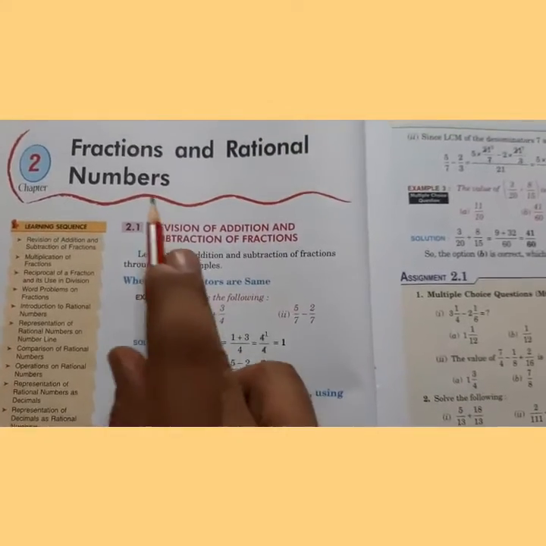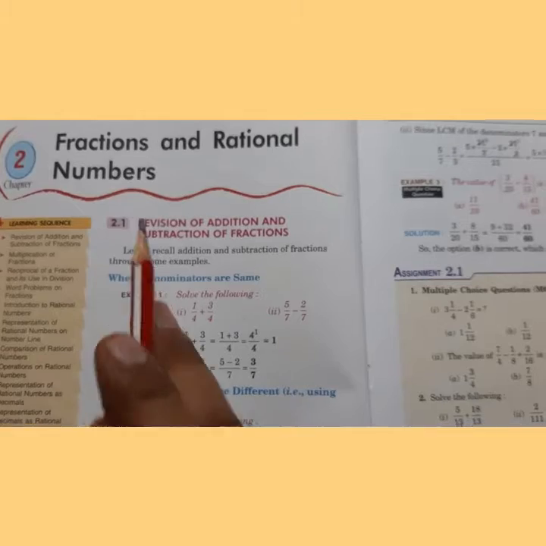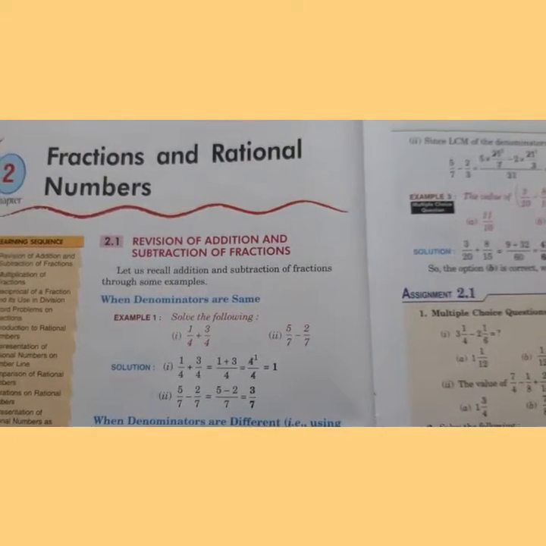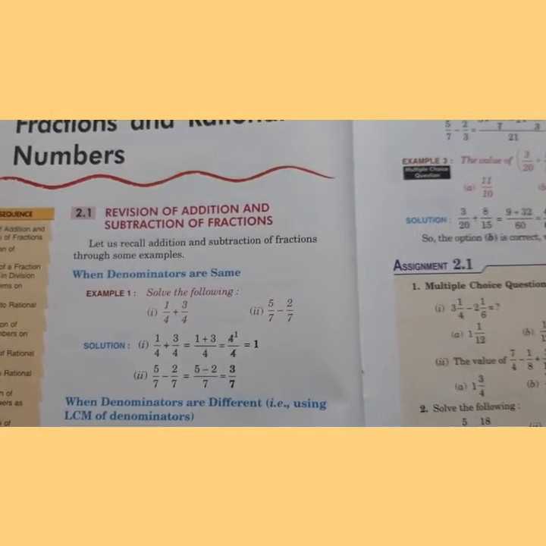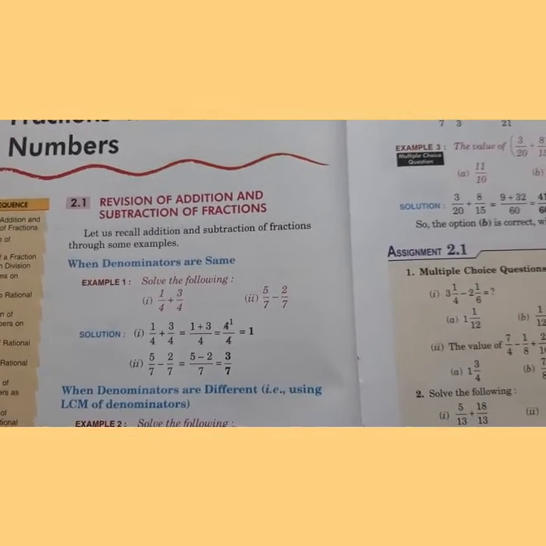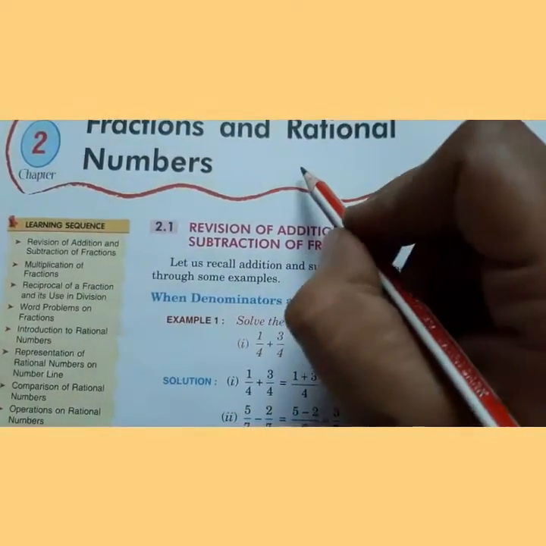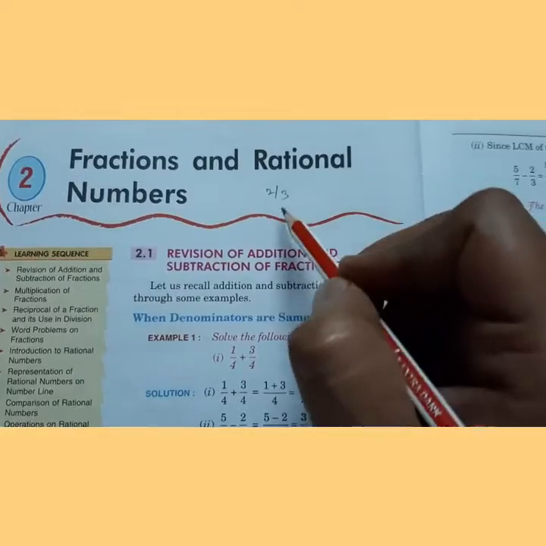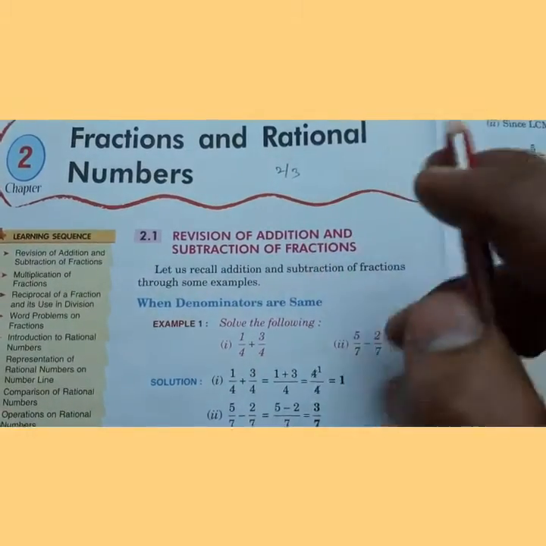See, the name of the chapter is Fractions and Rational Numbers. First, we should understand what rational numbers are. I have already discussed this in chapter 1. Let's revise it. So, what is a rational number? A rational number is a number that can be expressed in the form of P upon Q. That is, any number which can be written in the format of A upon B, like numerator upon denominator, or simply say fractional form.